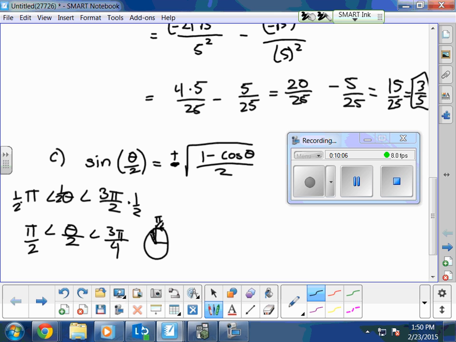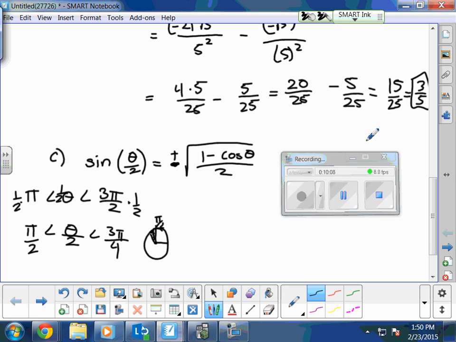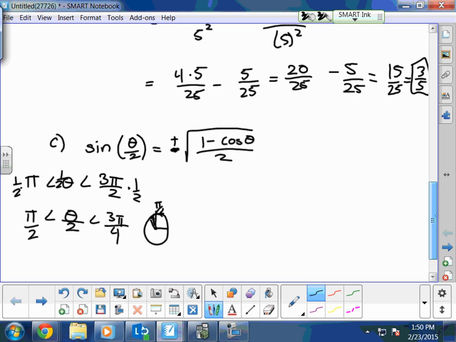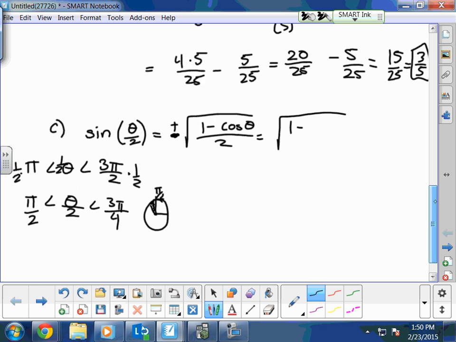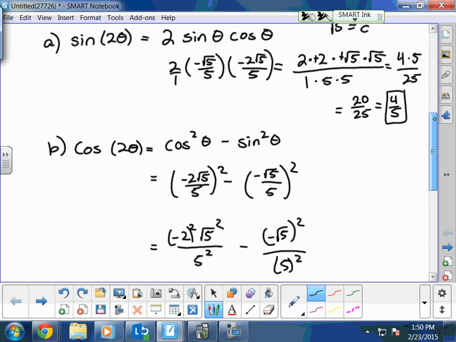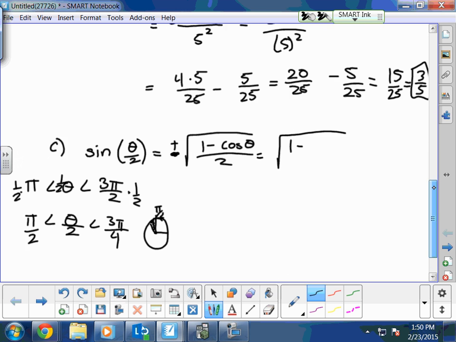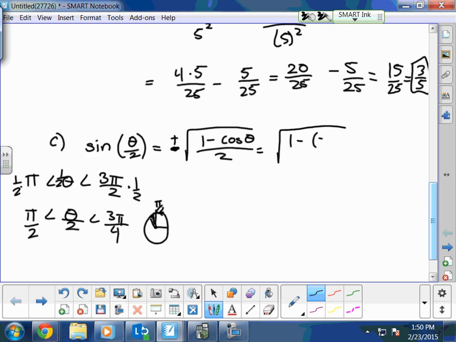What's going to affect us is on the other one. The other one is going to be negative. So let's go ahead and apply some of these properties. It's going to be the square root of 1 minus cosine theta, and we said cosine theta was negative 2 square root of 5 divided by 5. Negative 2 square root of 5 divided by 5, all over 2.